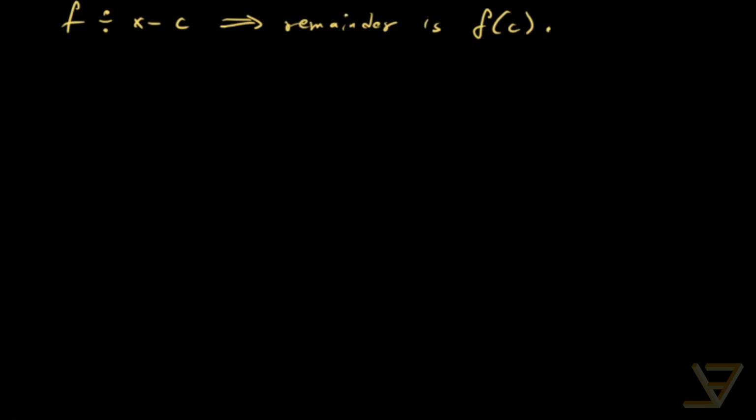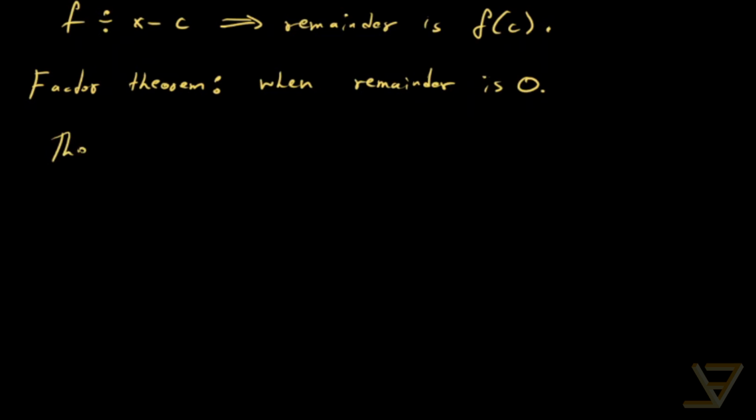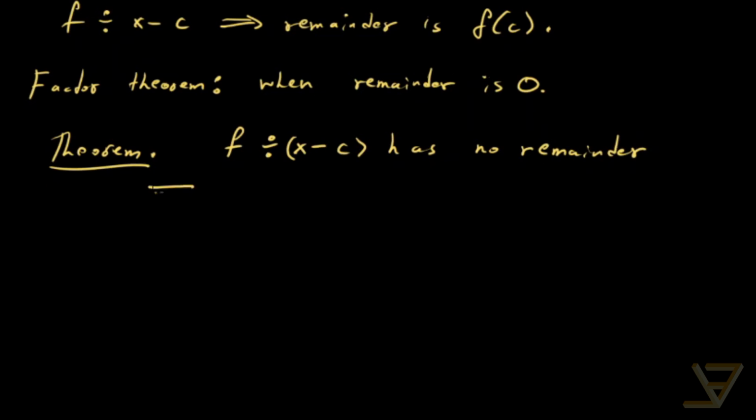Now, there is an important implication of this, which is called the factor theorem. And this has to do with when the remainder is 0. So what it states is that when you have f divided by x minus c, then that has no remainder if and only if c is a root of f.